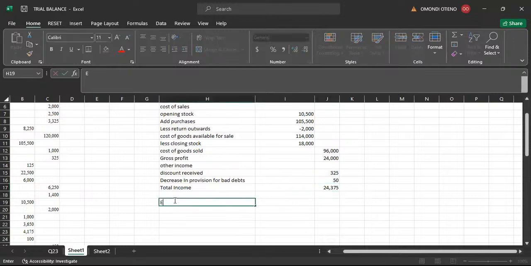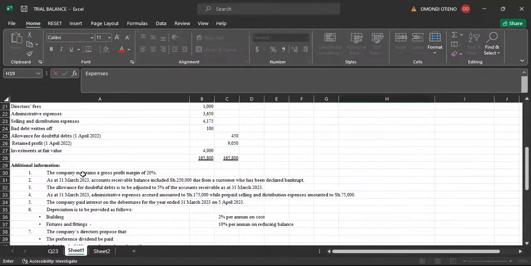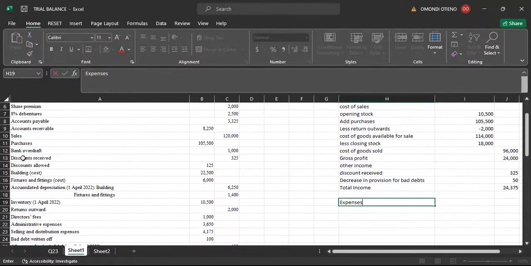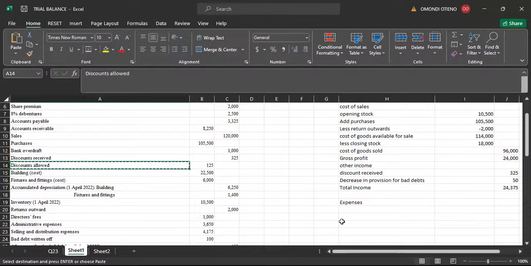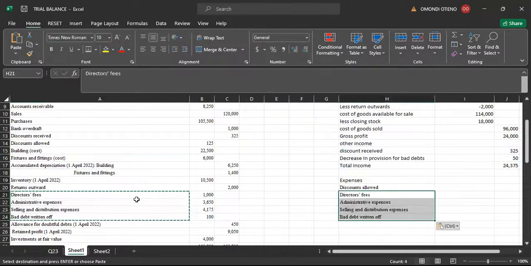We come to the expenses section here. Do we have any expense that is touched under additional information? The first one that we are able to see is bad debts written off. The value of bad debts written off has increased. So what I want you to do to save on time as you work on these things, just look for the expenses. We have discount allowed, that's an expense. We just bring it here. We have director's fee, administrative, selling, bad debts written off. All those ones are expenses. We bring them down here.